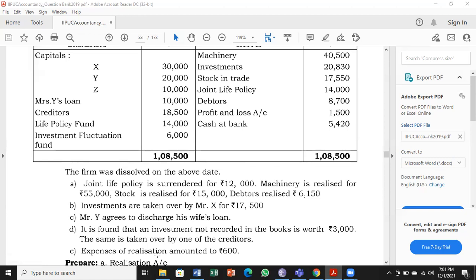Next, expenses of realization amounted to rupees 600. This is a common adjustment which you have seen. So if you have any question, you can ask me. Otherwise, I'll go for working the problem.